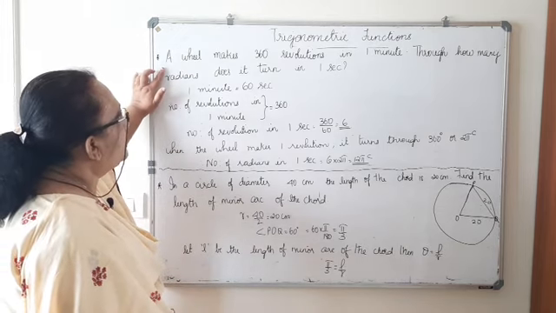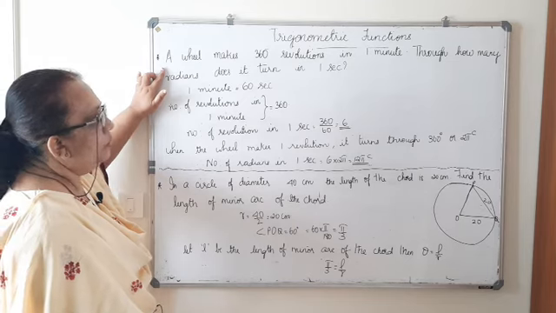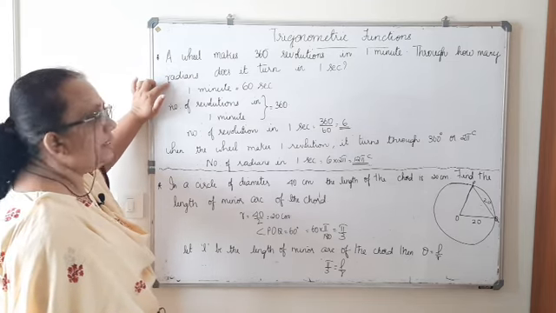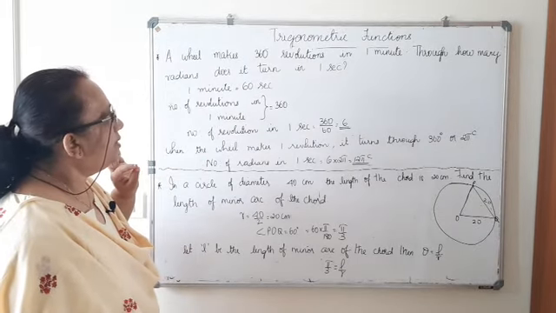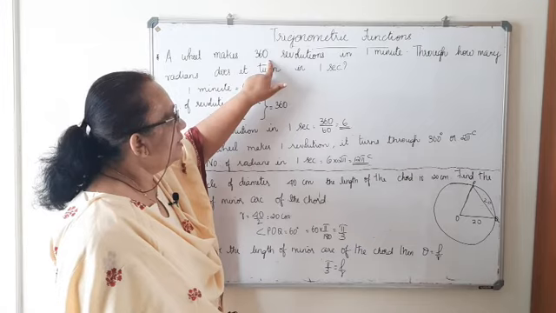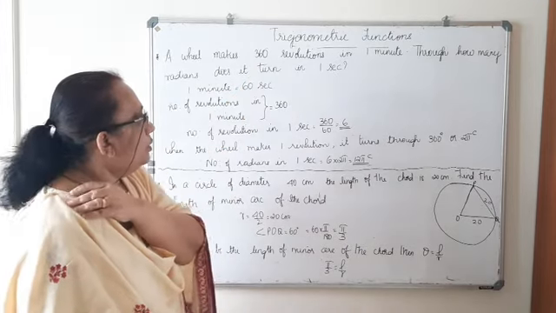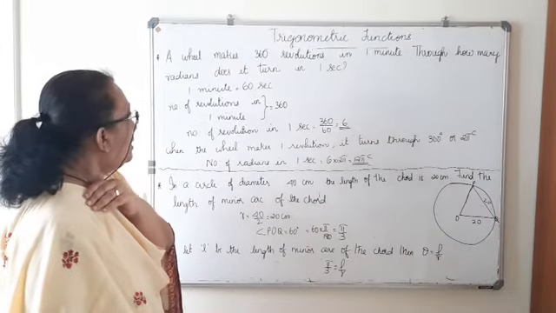A wheel makes 360 revolutions in 1 minute. Through how many radians does it turn in 1 second? That is the question. In 1 minute, the wheel is making 360 revolutions. Through how many radians does it turn in 1 second?